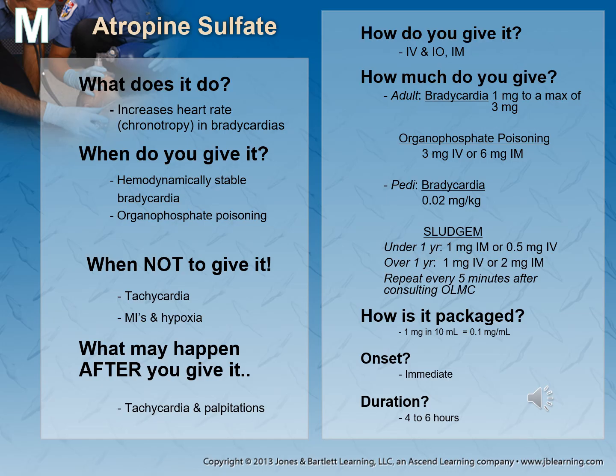Bradycardia in an adult. So again, heart rate less than 50, that they are hemodynamically stable but not maintaining very well. You give 1 milligram to a max of 3. Pediatrics weight-based. And then if you need to give it IM due to organophosphate poisoning, those are the dosages there. How is it packaged? 1 milligram and 10 mLs. Onset's pretty immediate, and it lasts 4 to 6 hours.